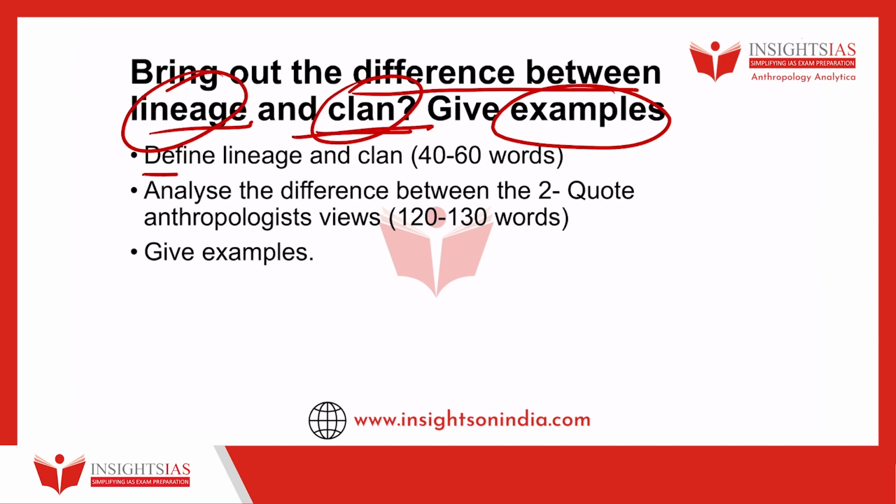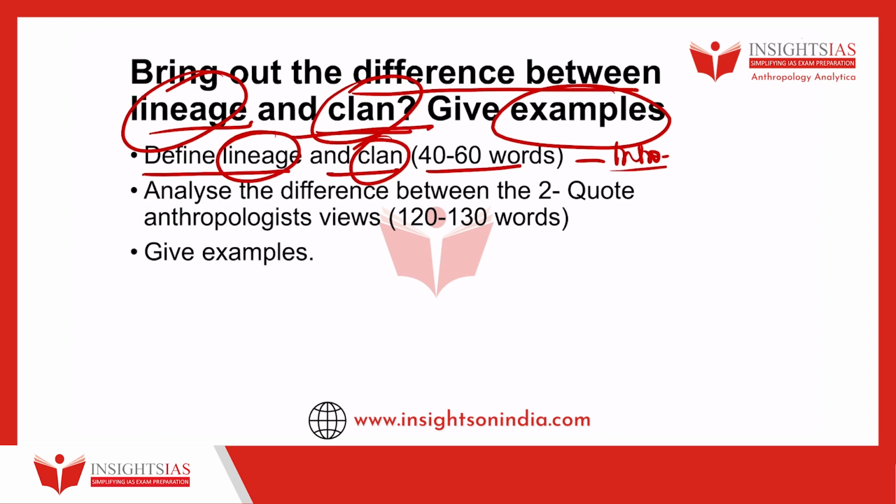First, we'll have to define lineage and clan in about 40 to 60 words. You can start off your answer by saying that both lineage and clan are unilineal descent groups, and here affiliation of a member to a group is based on descent from a common ancestor. In case of lineage, the descent can be traced, whereas in case of clan, it can only be stipulated. So that will be your introduction.